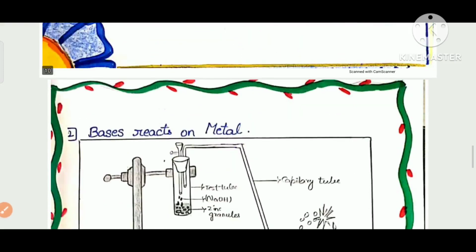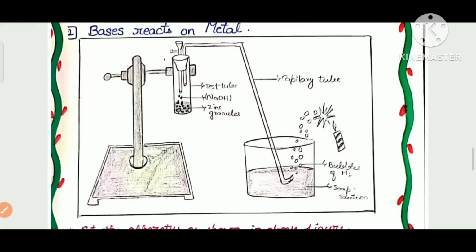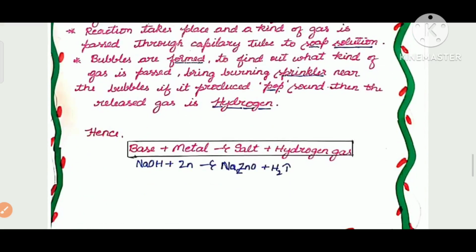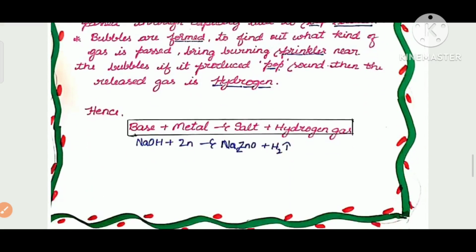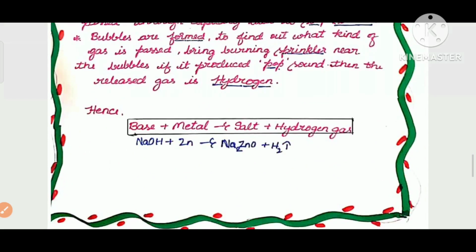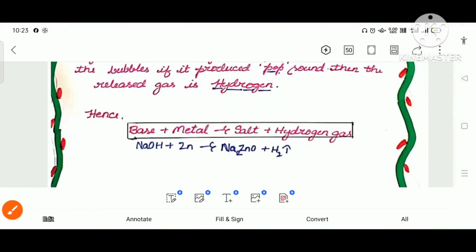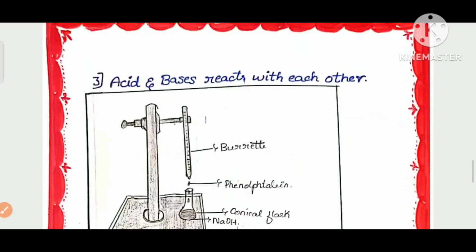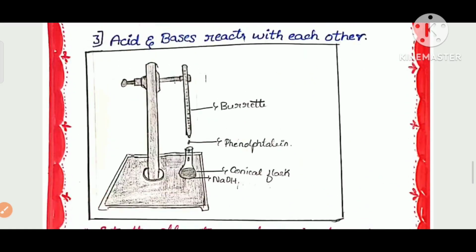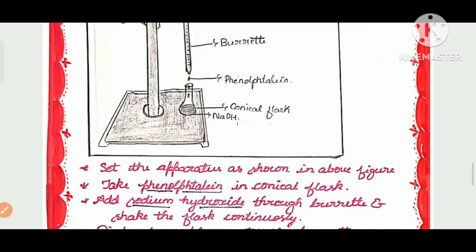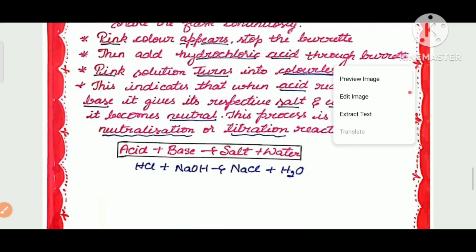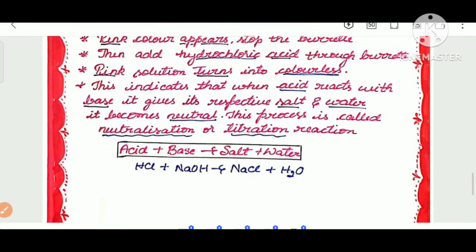And second one, bases react on metal. The diagram is not much important, just remember the output gas. Here also hydrogen gas. When bases react with metals, see whatever points I have given, just go through it. Now the next, third activity. So what is it? Acid and base reacting with each other, that is what we call a titration reaction. Okay, and titration reaction is a type of neutralization reaction, just go through it.